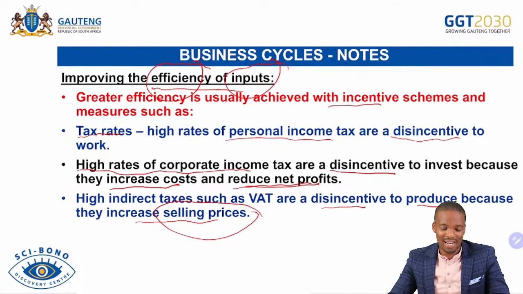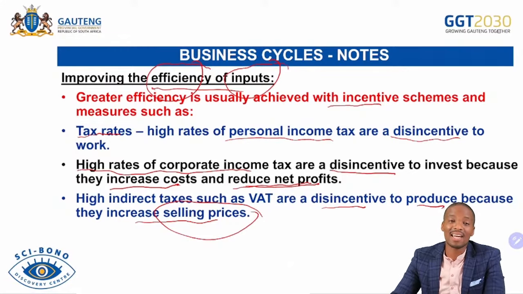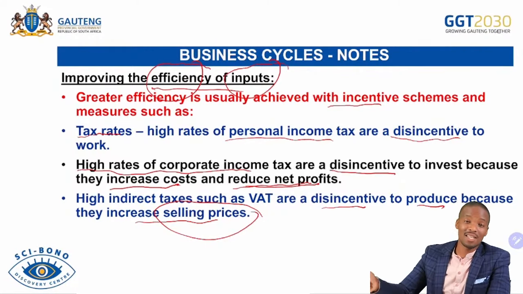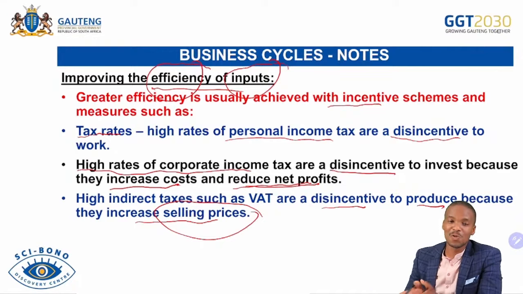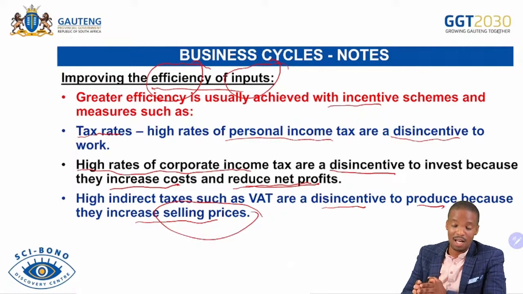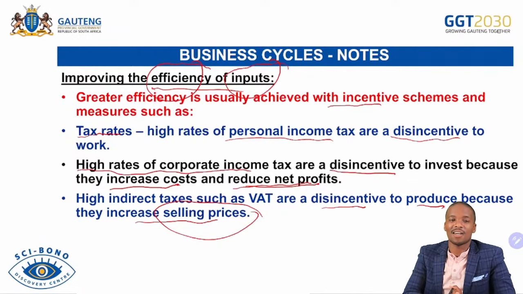So indirect taxes such as VAT act as a disincentive to produce because the selling price is higher. Let me stick to the bread: I need to produce bread. If the selling price is higher, people won't buy bread. They will opt for other options such as cereal, other options such as fat cakes.